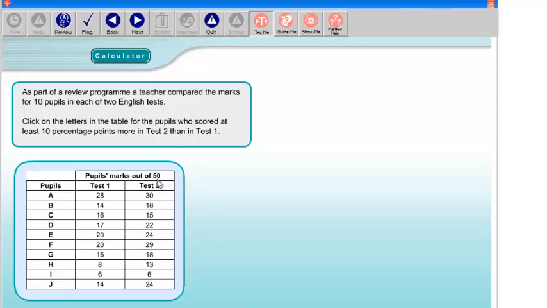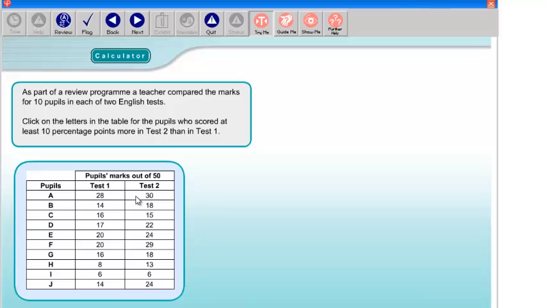They've told us the marks are out of 50, so 10% of 50 is just 5 marks. So any pupil who scores 5 or more marks higher in test 2 than test 1 is what we're interested in here. So we just have to look at them one by one.